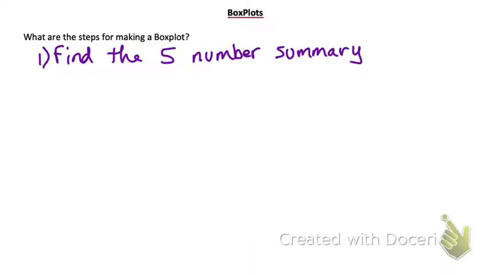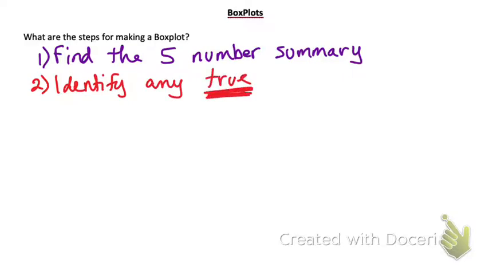Number 2, we need to identify any true, legitimate, mathematically verifiable outliers. How do we do that? Good question. I haven't told you that yet, okay? And I know I haven't told you that yet.